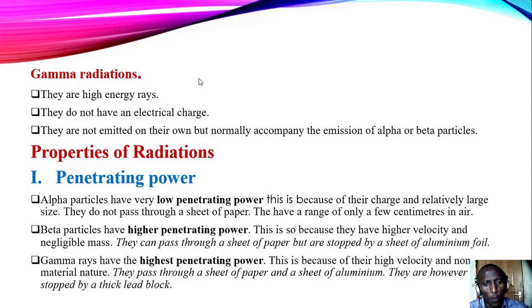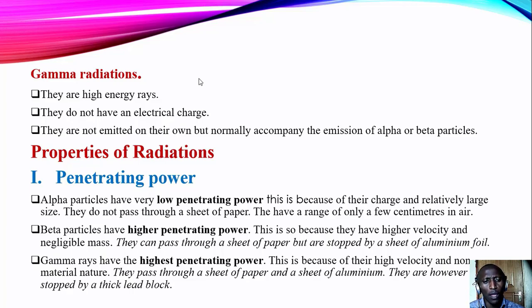Let's look at properties of radiations. 1. We have penetrating power. This is about how the three forms of radiations are able to penetrate through various materials. That is, how do gamma rays, the alpha particles, and the beta particles penetrate through various materials. In this case, we shall examine a sheet of paper, a sheet of aluminium foil, and a thick lead block.